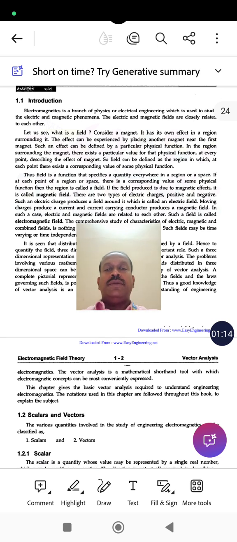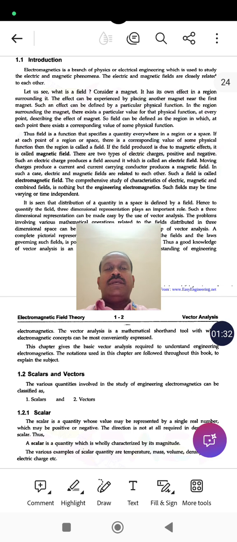There are two types of electric charges: the positive charge and the negative charge. Such an electric charge produces a field around it which is called an electric field. A moving charge produces a current, and a current carrying conductor produces a magnetic field. In such a case, electric and magnetic fields are related to each other. Such a field is called an electromagnetic field.